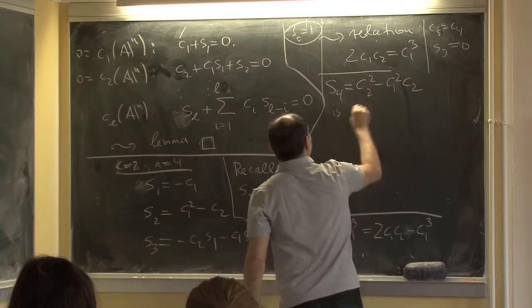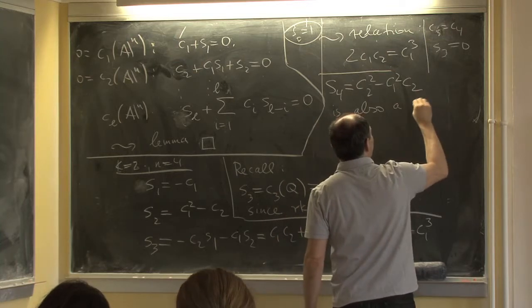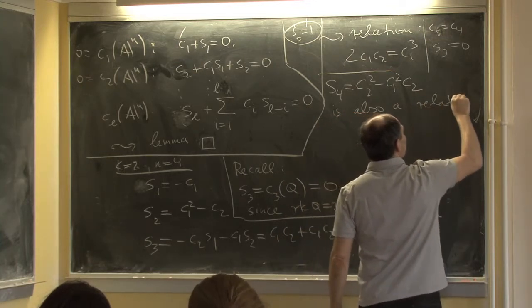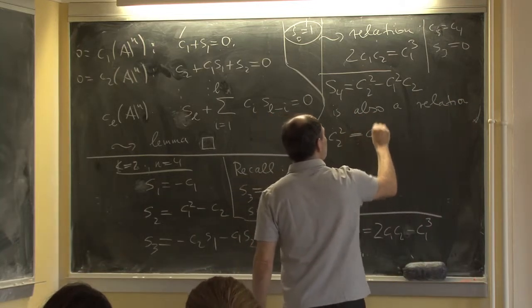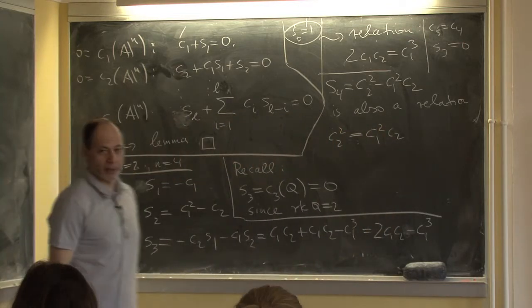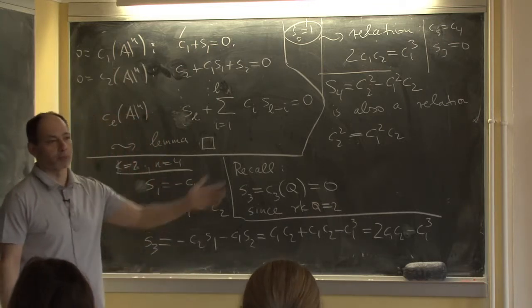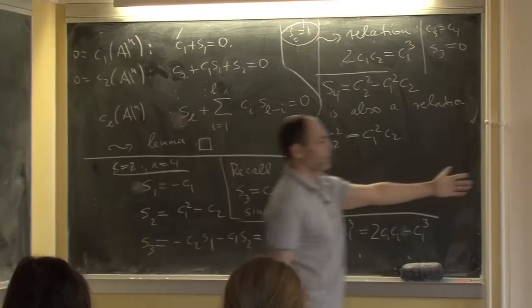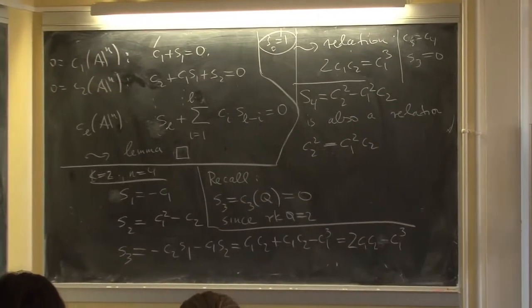Which is also a relation, which tells me that C2 squared is equal to C1 squared C2. Okay? And now it's an easy exercise to verify that these relations describe a ring of precisely the correct dimension. So let's write down the actual ring. I'll erase this, but I want to compare it to this.